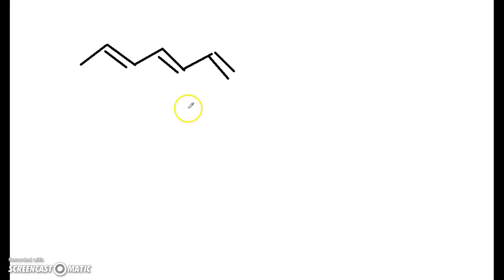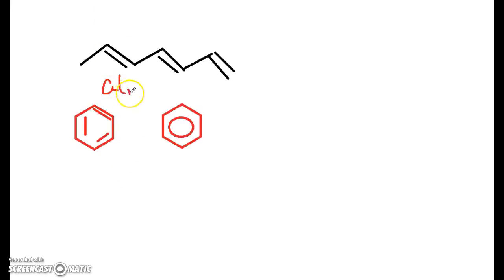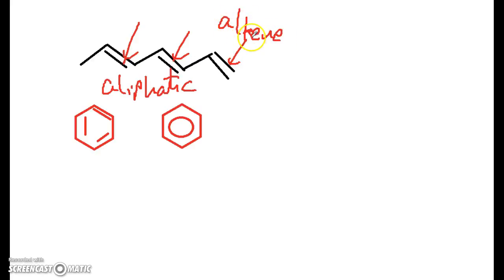Okay, once again, look at it carefully. You'll see that there's absolutely no benzene rings, so nothing that looks like this, nothing that looks like this. So there's no benzene rings, therefore it must be aliphatic. And you should immediately also see that it's got 1, 2, 3 double bonds, and that means it's an alkene.